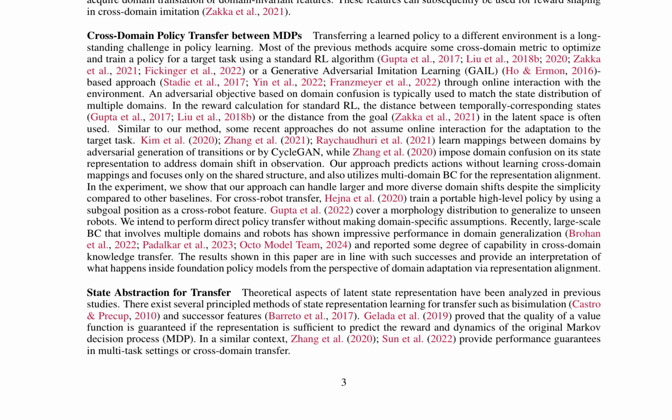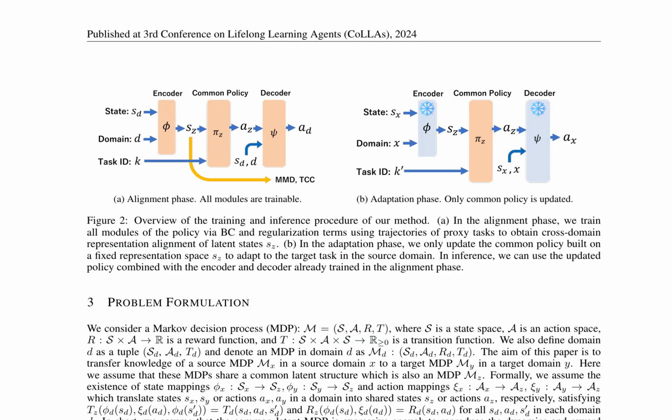The implications of this approach are significant, particularly in the context of large-scale behavior cloning models that have shown impressive performance in domain generalization and cross-domain knowledge transfer. By aligning representations across domains, this method enables more effective policy transfer, facilitating the development of more generalizable and adaptable AI systems. The paper discusses cross-domain representation alignment for transferring knowledge between source and target domains in reinforcement learning.